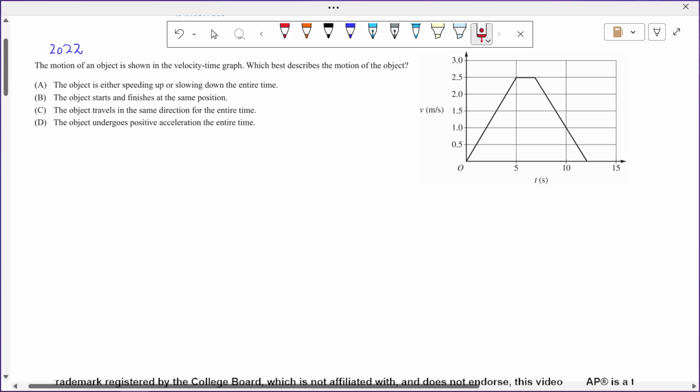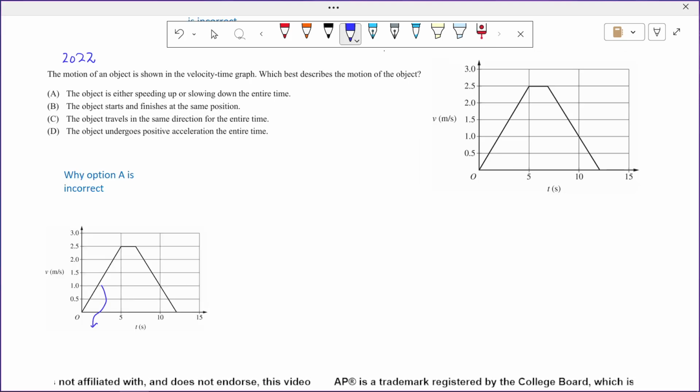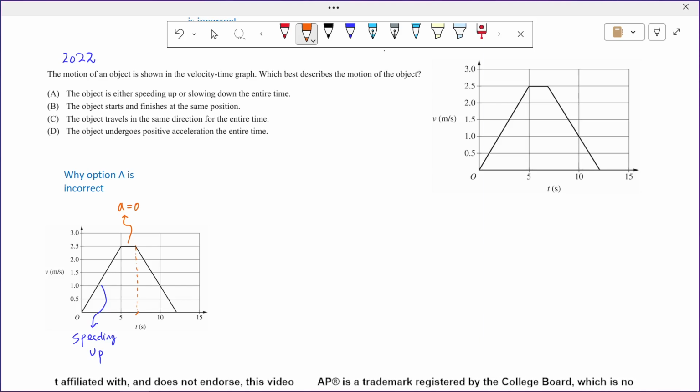So as you see from this graph, option A is not correct. Why? Let me show you. From 0 to 5 seconds, this shows us that the object is speeding up. So acceleration is constant during this because we see the speed is increasing uniformly over the entire 0 to 5 seconds. Whereas from this 5 second to this interval of time, the speed is constant. So it means that acceleration is 0. So it's not speeding up all the time. So that's why option A should be incorrect.